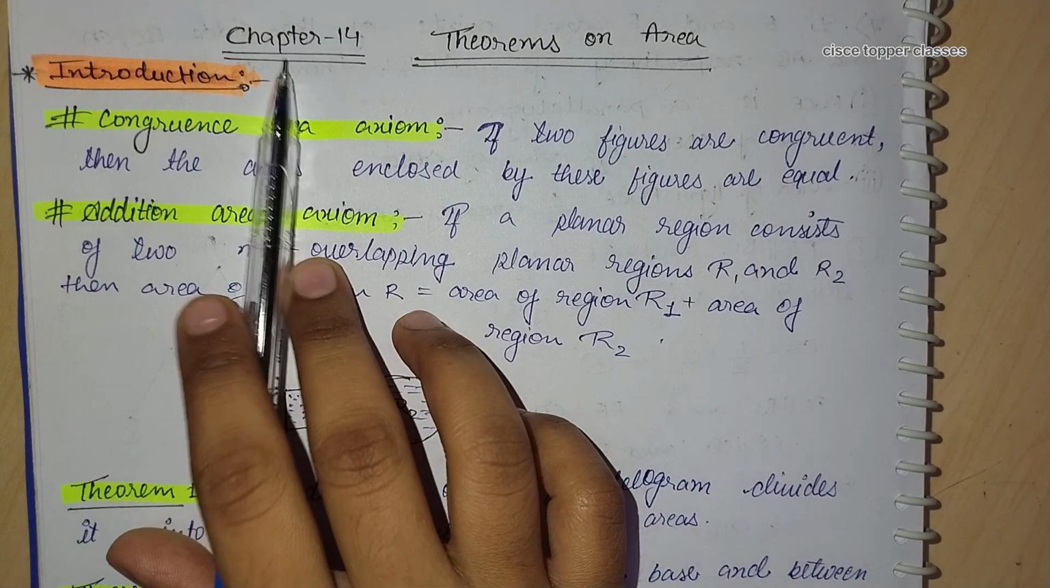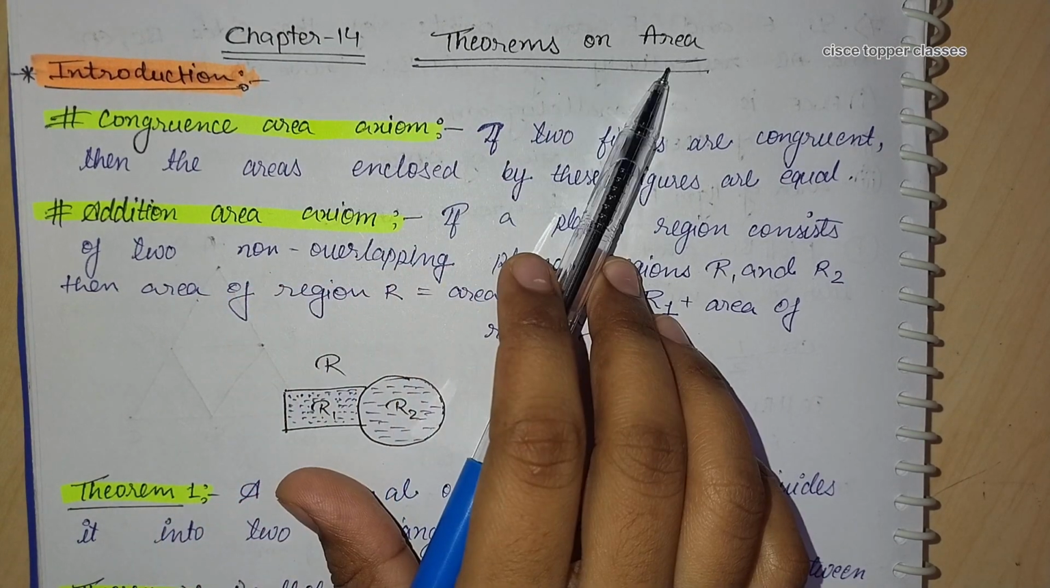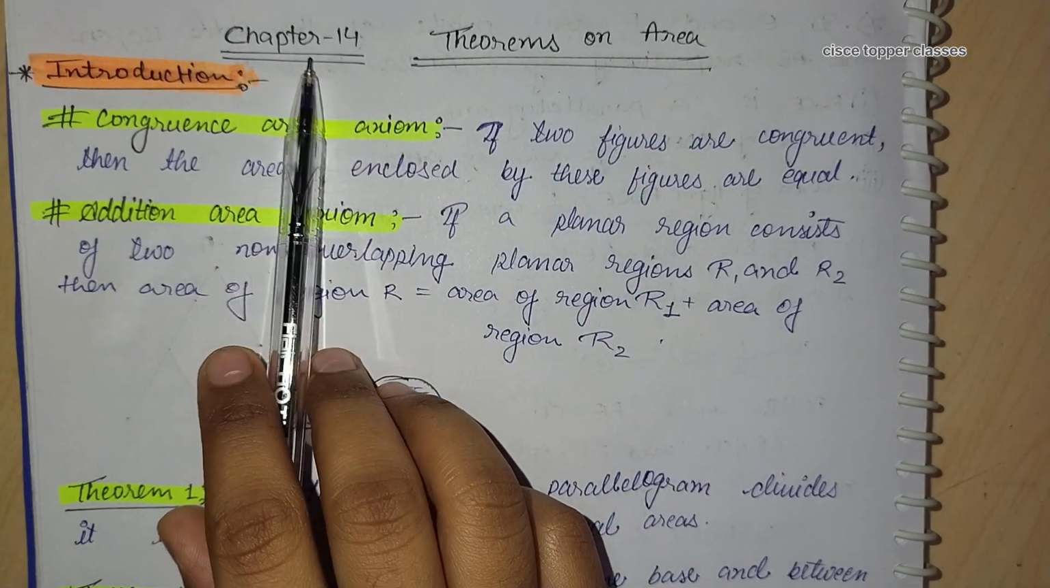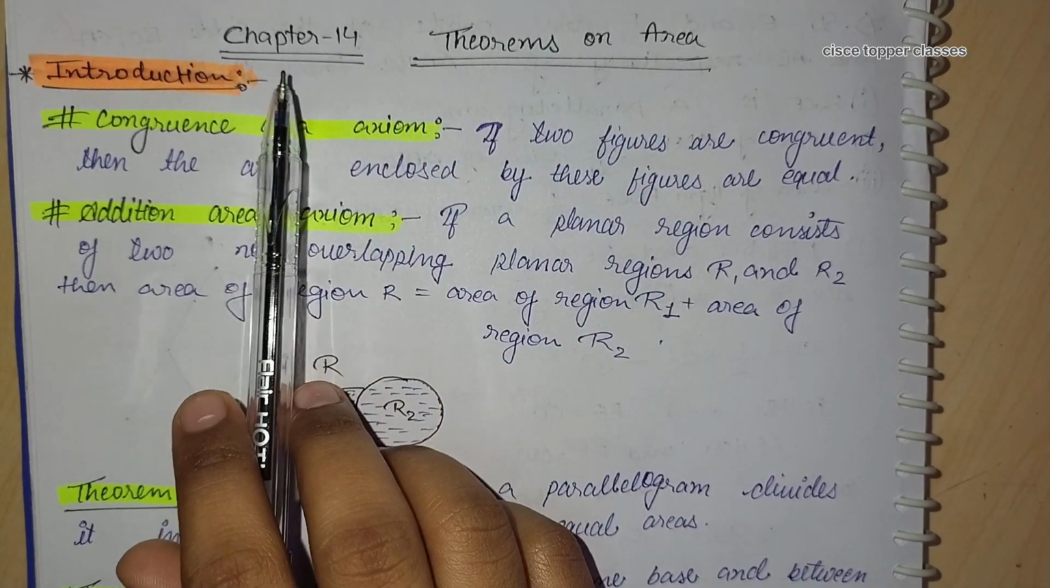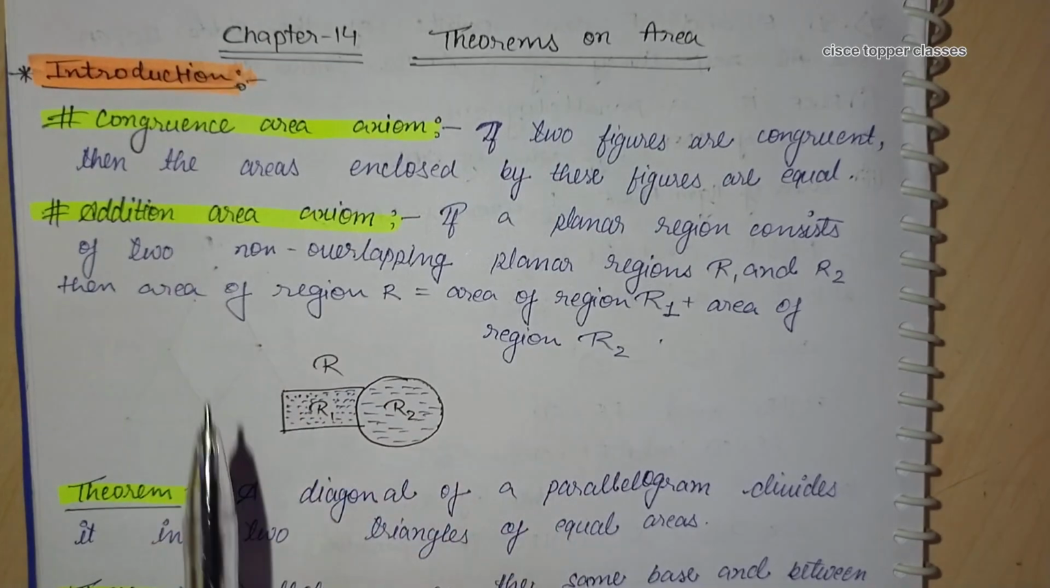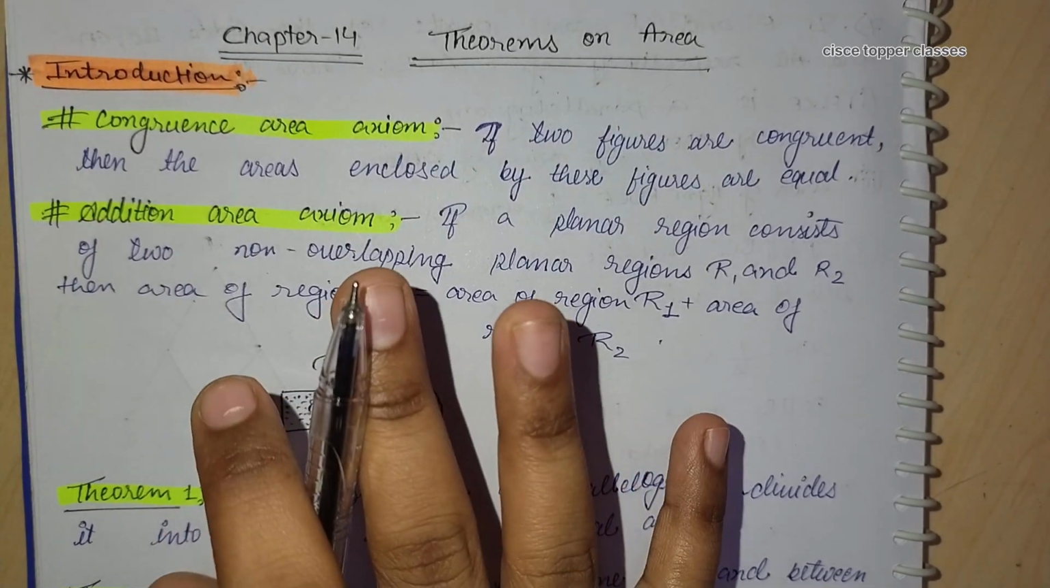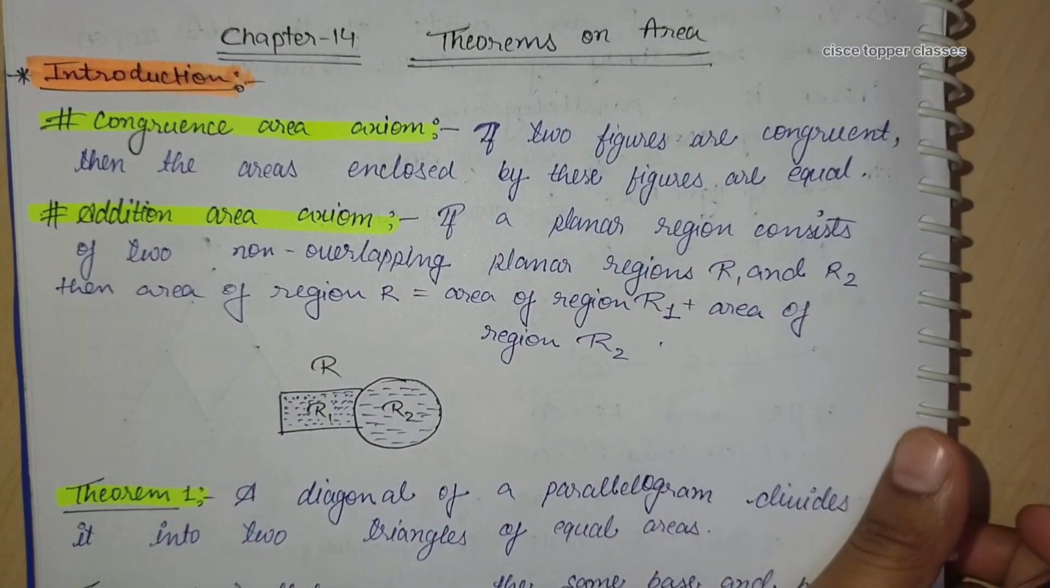Here we are going to solve chapter 14, Theorems on Area, exercise 14. To solve exercise 14, firstly we are going to have some introduction about this chapter and the rules which I am going to use in this exercise frequently.